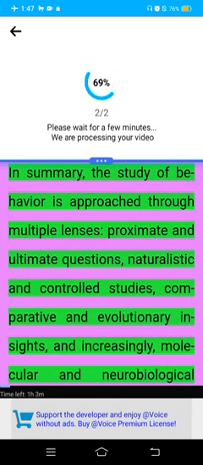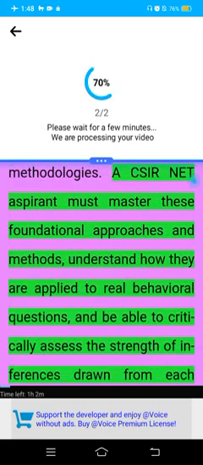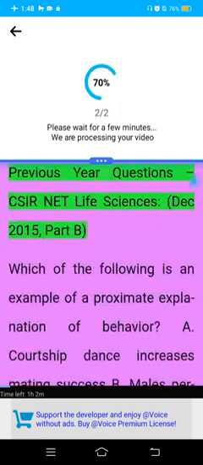In summary, the study of behavior is approached through multiple lenses: proximate and ultimate questions, naturalistic and controlled studies, comparative and evolutionary insights, and increasingly, molecular and neurobiological methodologies. A CSIR-NET aspirant must master these foundational approaches and methods, understand how they are applied to real behavioral questions, and be able to critically assess the strength of inferences drawn from each method.